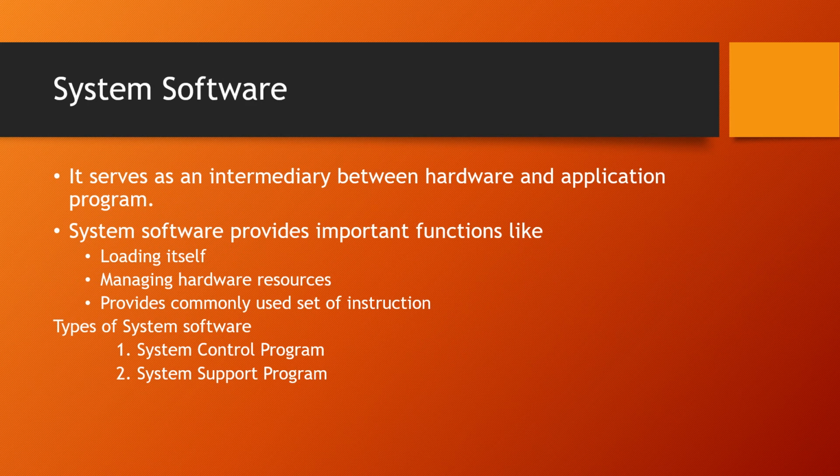System software serves as an intermediary between hardware and application programs. System software provides important functions like loading itself, managing hardware resources, and providing a commonly used set of instructions. And the types of system software are system control programs, and second is system support programs.